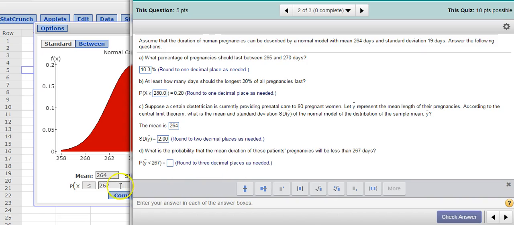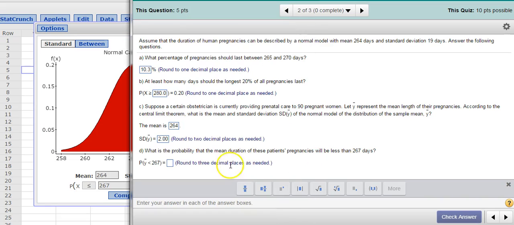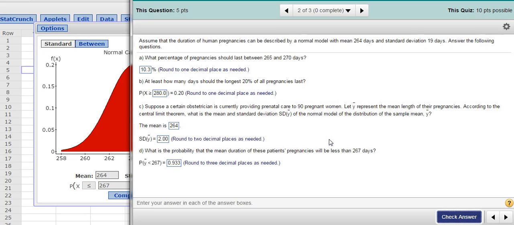This is our probability. So round to 3 decimals, that will be 0.933. So let's check our answer. Yes, your input is correct. Okay, so this is how you do this central limit theorem, like sampling distribution for the sample mean. And I will have another example coming next.